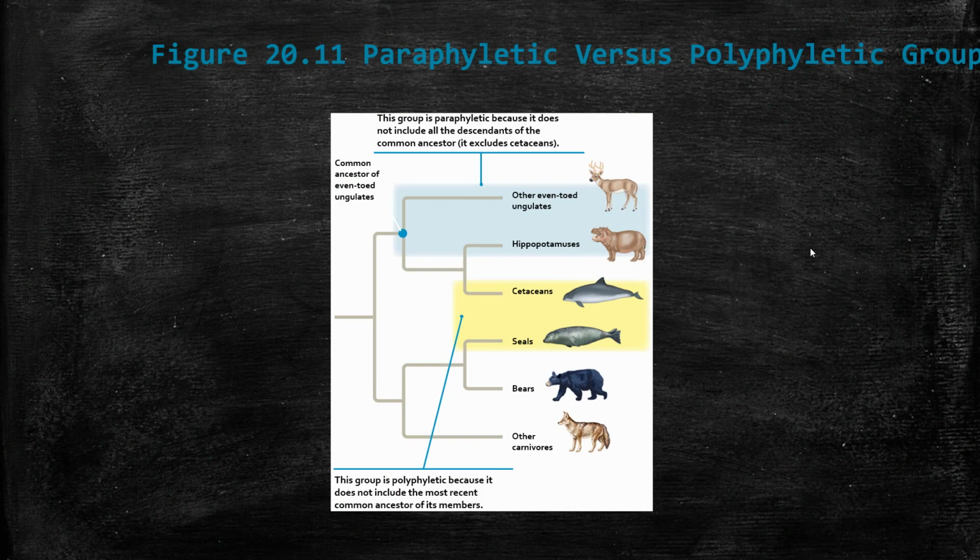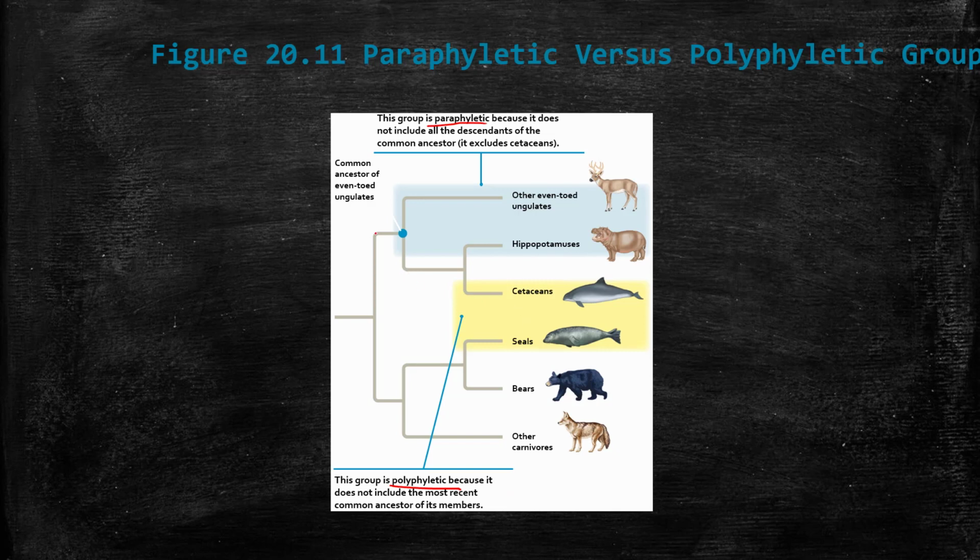Okay, so when we last talked, we saw examples here of an error where we had seals and whales grouped together. And if you look here, we have another error shown up here where we have deer and hippopotamus lumped together when they shouldn't be. In this case, a paraphyletic group, and down here, a polyphyletic group.